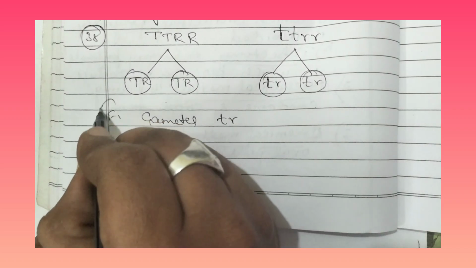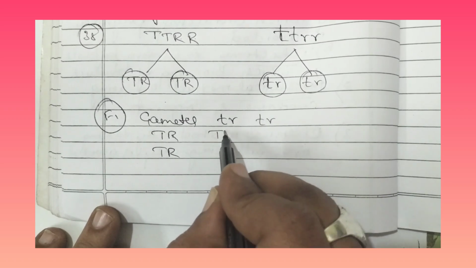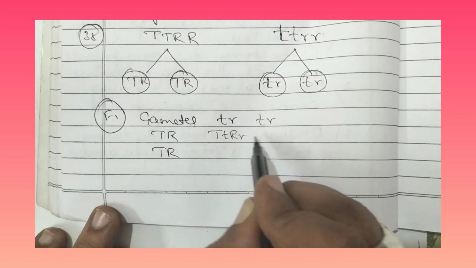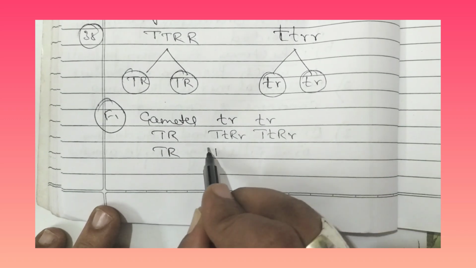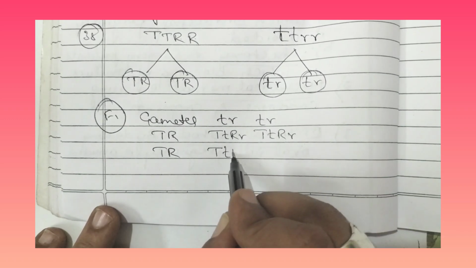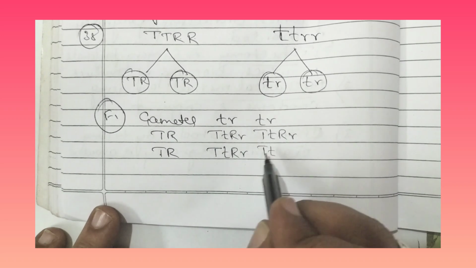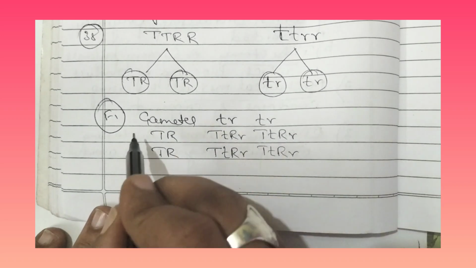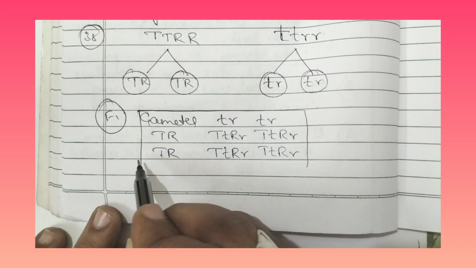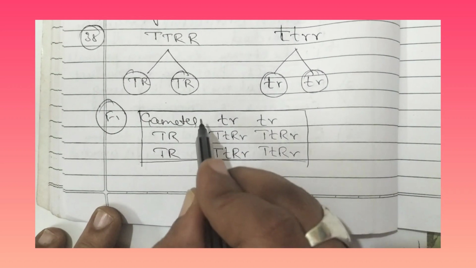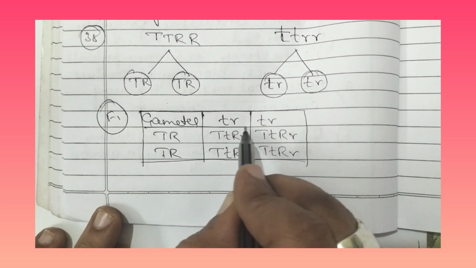ಈಗ ನಾನು F1 ಜನರೇಷನ್ಗೆ ಹೋಗ್ತಾ ಇದ್ದೀನಿ. So capital T, small t, capital R, small r; capital T, small t, capital R, small r, and so on. ಹಾಗಾದರೆ F1 ಜನರೇಷನ್ನ ನೀವು ಒಬ್ಸರ್ವ್ ಮಾಡಿದ್ರೆ, in F1 generation all the possible offsprings are having the same genotype.